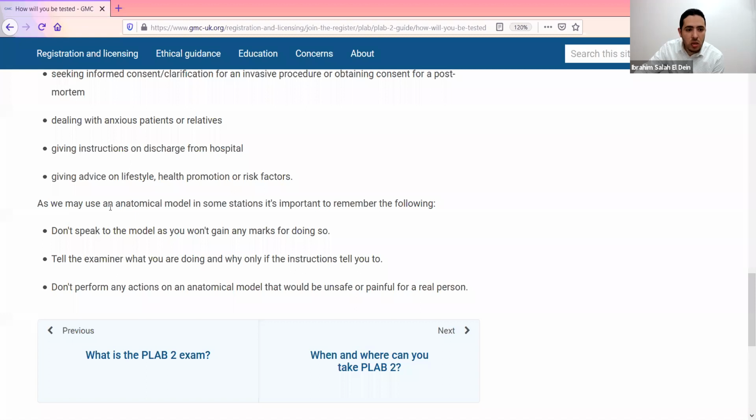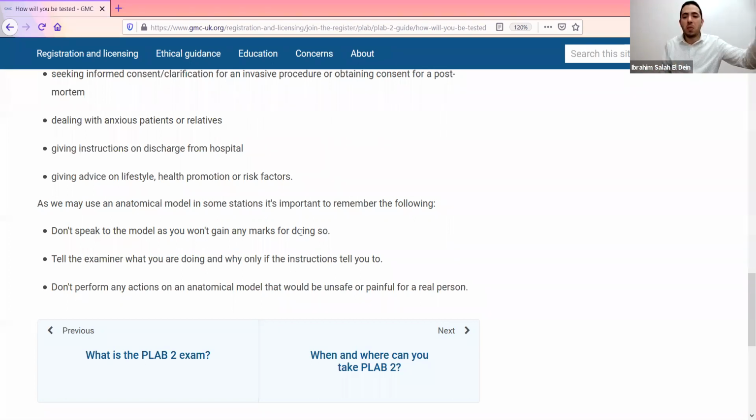As we may use an anatomical model in some stations, it is important to remember the following. Don't speak to the model as you won't gain any marks from doing so. The model may be only the chest. The model may be only the hand. It may be only the legs. So don't speak to the model. It is irrelevant. It is illogical to speak to the model.